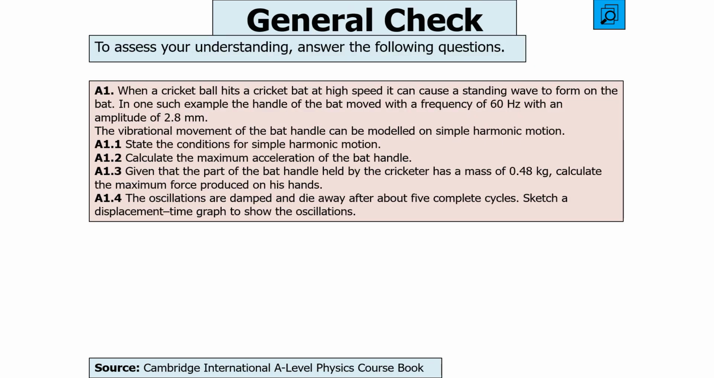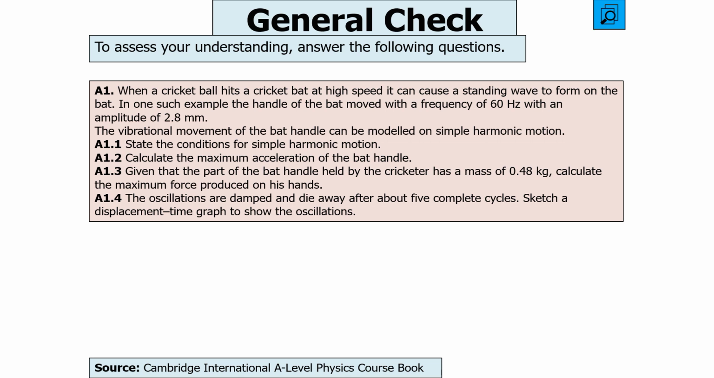The next question says, when a cricket ball hits a cricket bat at high speed, it can cause a standing wave to form on the bat. In one such example, the handle of the bat moved with a frequency of 60 Hz and an amplitude of 2.8 mm. The vibrational movement of the bat handle can be modelled as simple harmonic motion. State the conditions for simple harmonic motion. Calculate the maximum acceleration of the bat handle. Given that the part of the bat handle held by the cricketer has a mass of 0.48 kilograms, calculate the maximum force produced on his hands. Then the oscillations are damped and die away after about 5 complete cycles. Sketch a displacement time graph to show the oscillations.